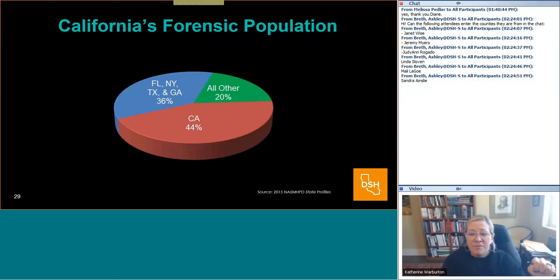And like everything here in California, we do it bigger. So this is just, again, NASHPD state profiles data showing the number of forensic inpatients, so the number of forensic patients in state hospitals around the country. And here in California, we have 44% of all the forensic inpatients in the United States. If you take the next 4 highest states combined, which is Florida, New York, Texas, and Georgia, that's only 36% of all the forensic inpatients. You look at all the other states, and that's only 20%. So while this is a national problem, in California, it's even bigger hurdle to deal with. Next slide, please.